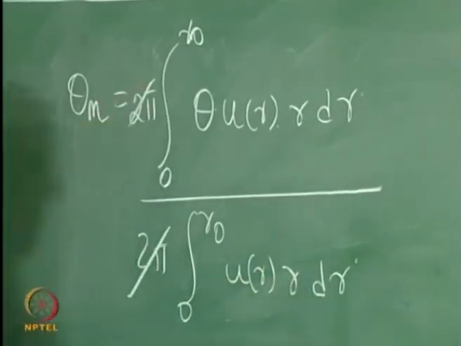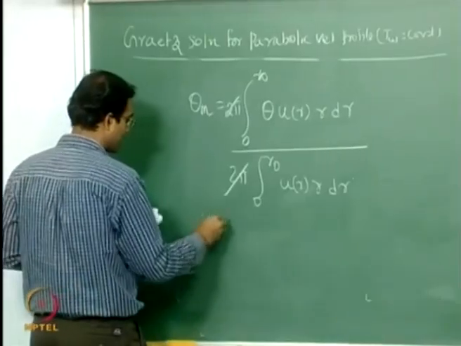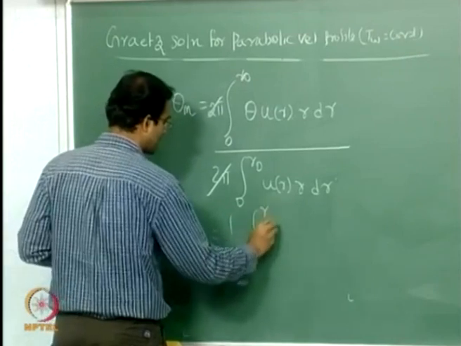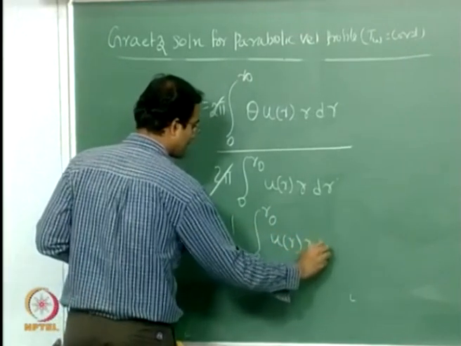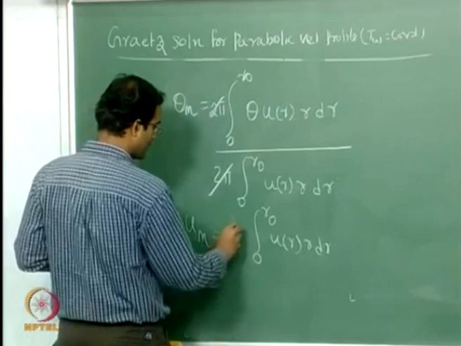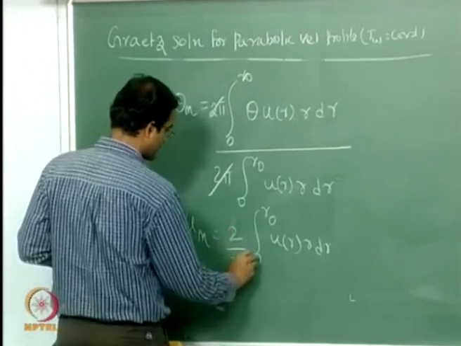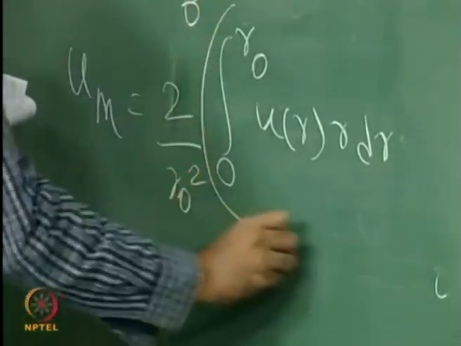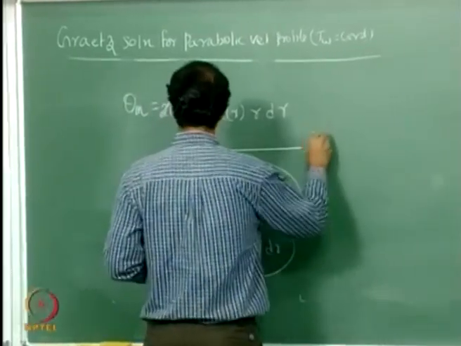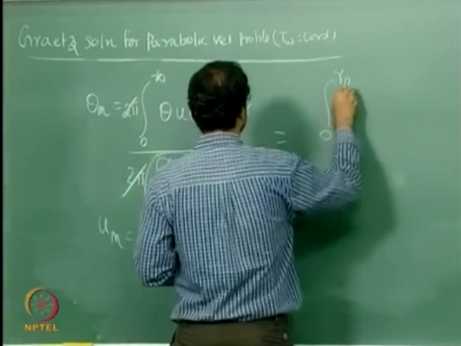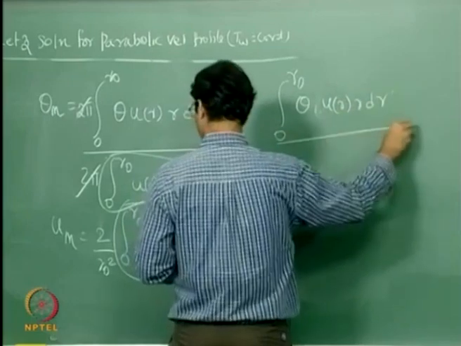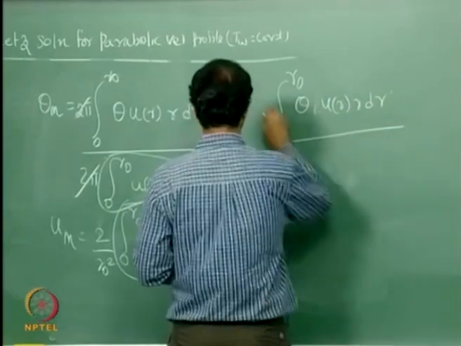This and this cancel. Now I define my bulk mean velocity, or mean velocity, as once again 1 by, from 0 to r naught, u of r into r dr. So this will be 2 by r naught square, correct. So I can now substitute for this right here in terms of the mean velocity. This is basically integral 0 to r naught theta into u of r into r dr divided by r naught square into u m by 2.